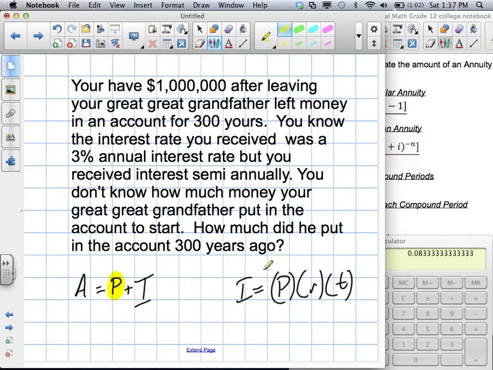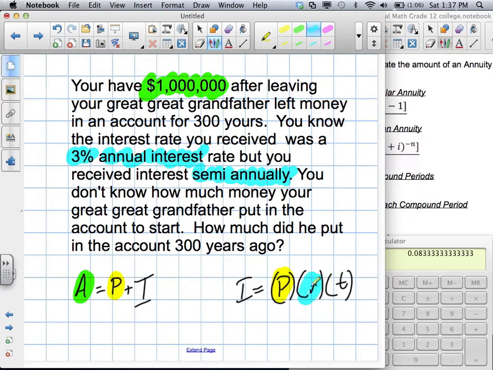Principal. We're looking for the principal. It's actually not an easy task to look for a principal in a simple interest rate. So let's put some information in here. What's the total amount at the end? $1 million. That's the amount at the end. What was the interest rate? 3% annual interest. But you received interest semi-annually. This is going to make a bit of a difference.